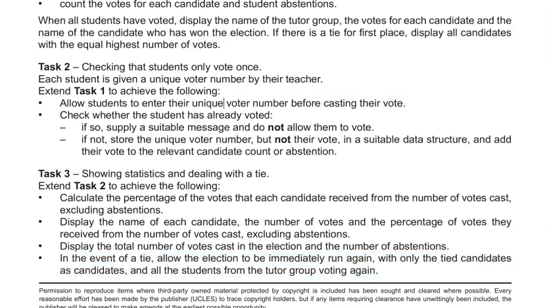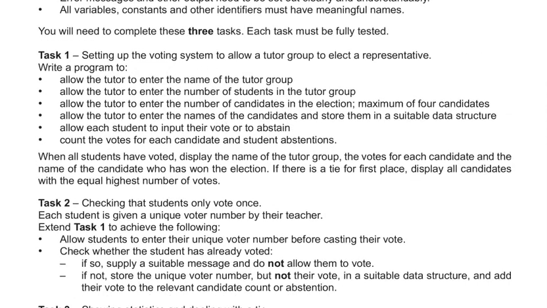Okay, so in this video we're going to look at doing task 1. Task 1 is setting everything up, and it is fairly straightforward. We're just basically entering the data on the tutor group, and then we're going to allow all the students to vote for the candidates, and we have to enter the candidate names as well, and then work out who's won at the end. I'm going to be using Python IDLE throughout this, but if you're using a different IDE, that's absolutely fine.